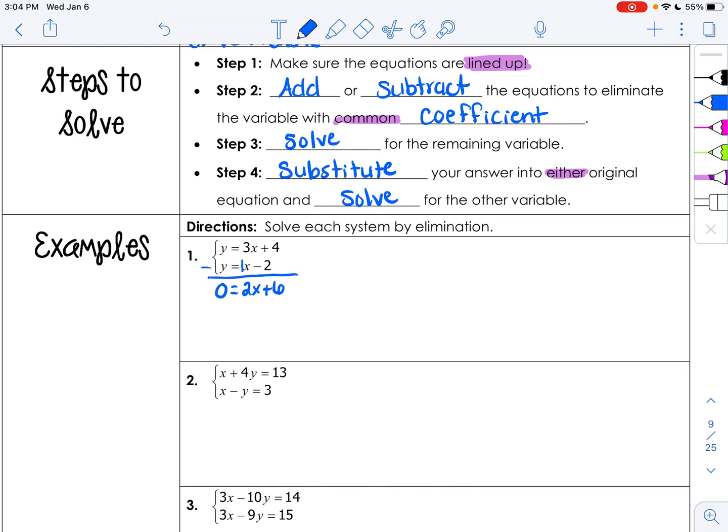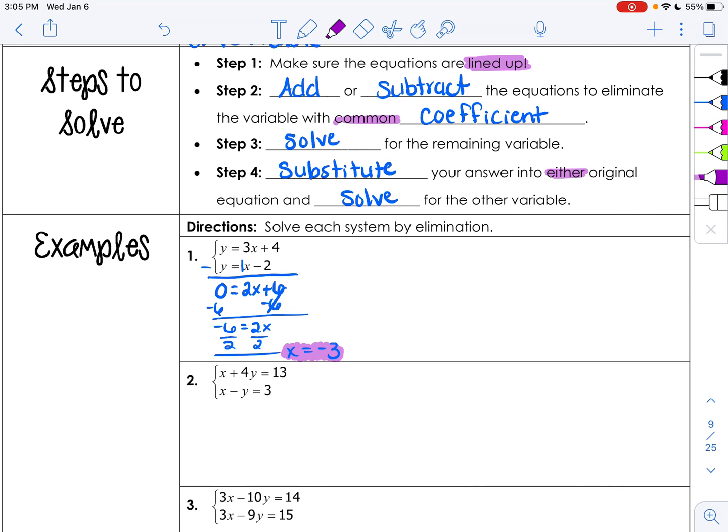So then we're going to continue solving for the variable I have left. The only variable I have here in this step is x. So I'm going to solve for x. And in order to do that, I need to subtract 6 from both sides, which gives me negative 6 equals 2x, and then divide both sides by 2, which results in x equals negative 3. So this is the first half of my answer.